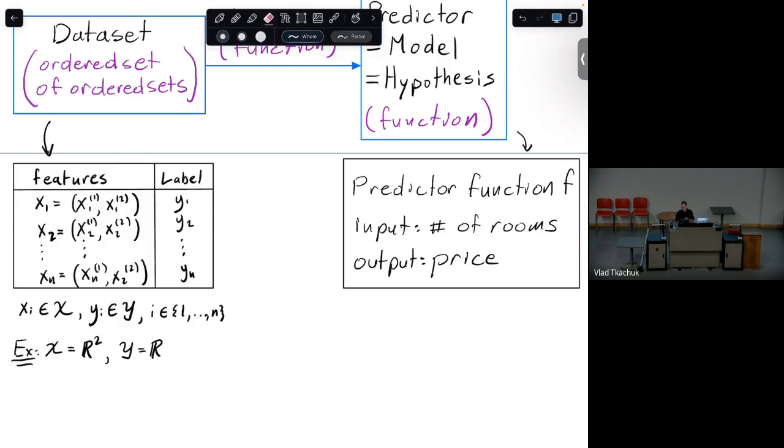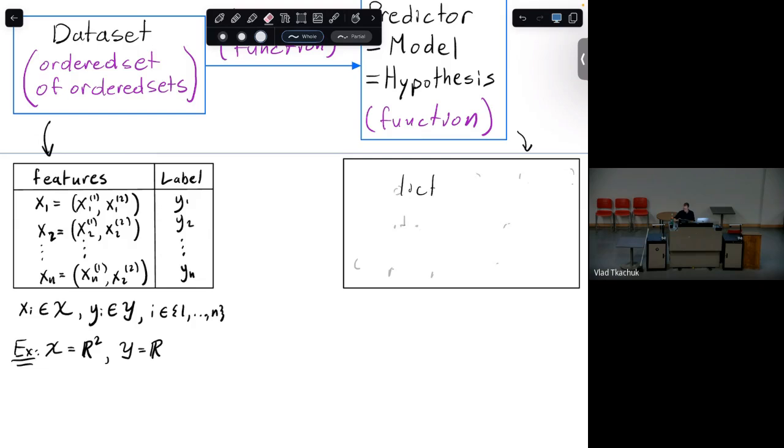I said this predictor is like this function f that has input number of rooms and outputs the price and so on. But more formally, we're going to write functions with a notation like this.